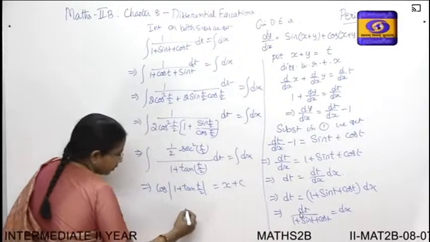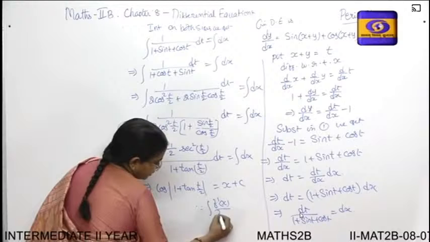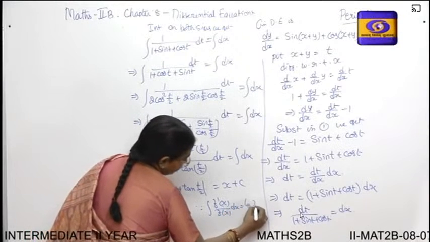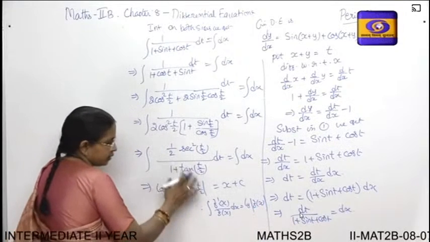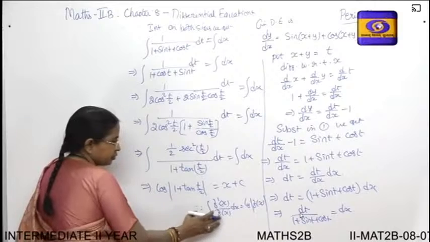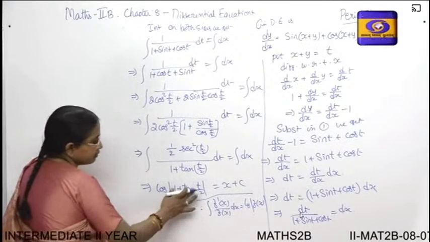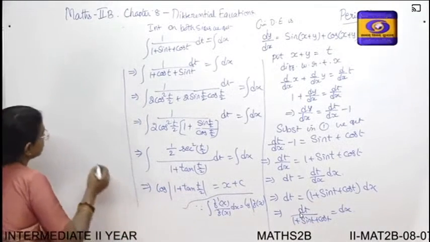Because integral of f dash x by f x is log of f of x. Here our function is t, so you are applying this formula. Okay, now what is our t? Finally you should substitute the t value. Then only your answer is complete.